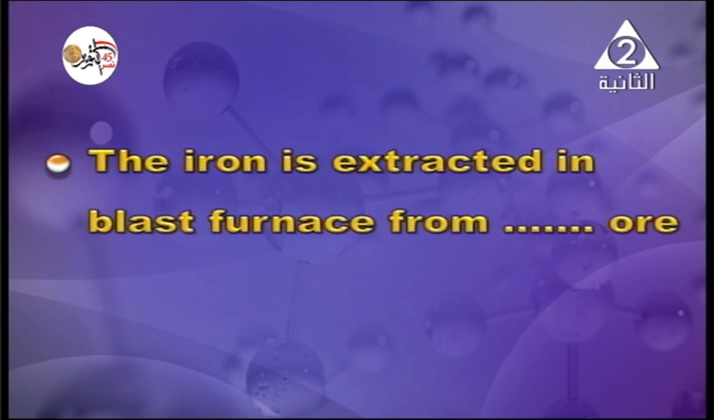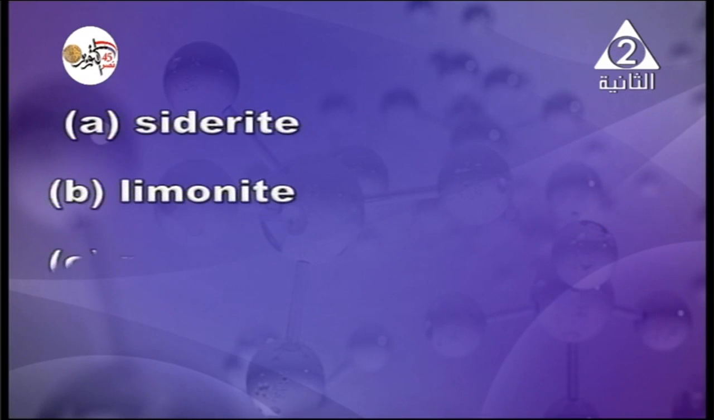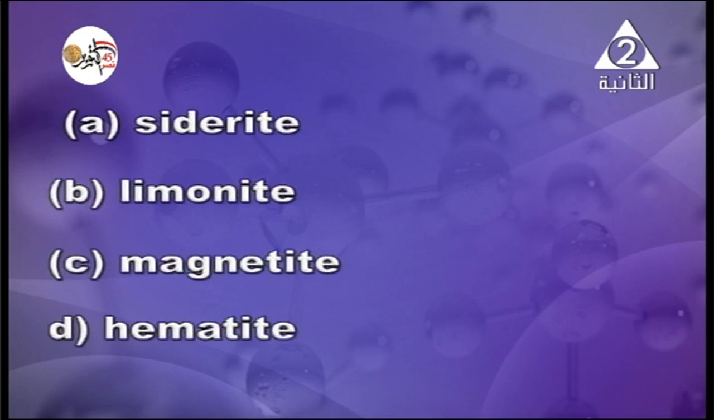Next point. The iron is extracted in the blast furnace from what type of ore? Is it siderite, limonite, magnetite, hematite? Yes, the answer will be hematite.